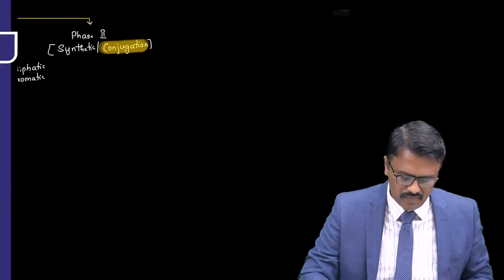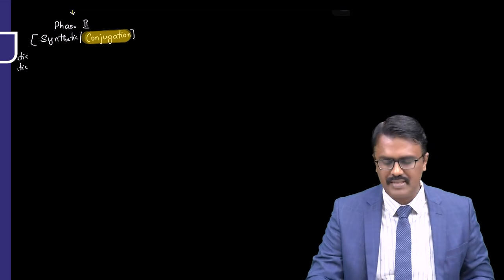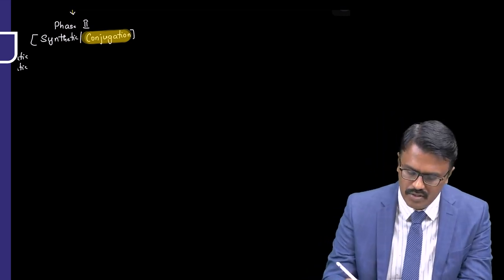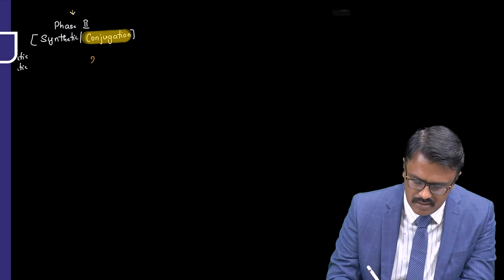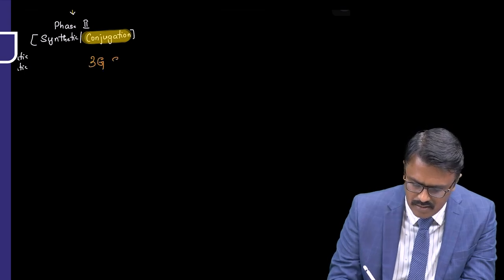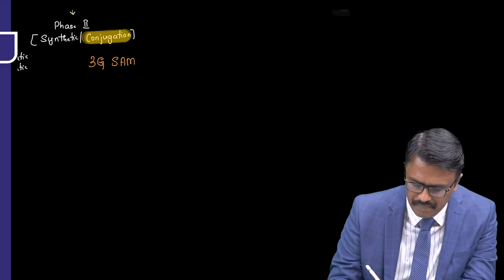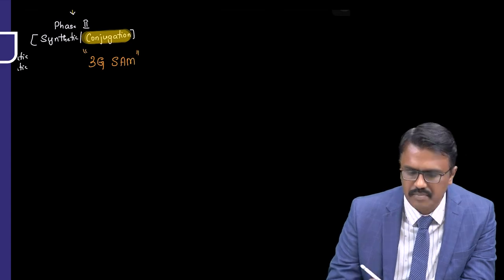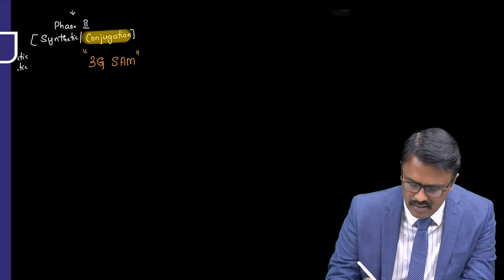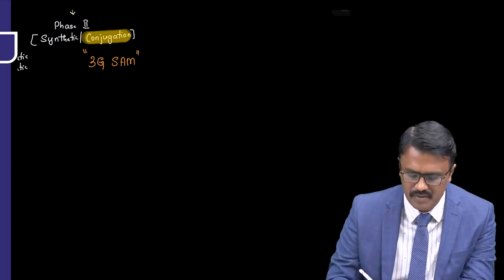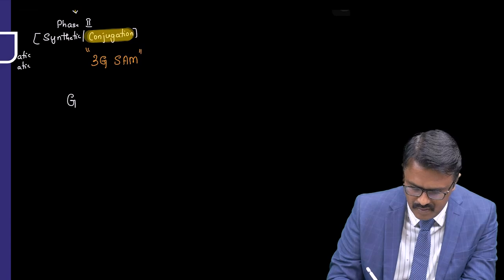Now moving on to phase 2. Phase 2 is also called synthetic reaction or conjugation reaction. What are the reactions in this? So the mnemonic is 3G SAM. What is that 3G SAM? What are the 3 Gs? I will explain the 3 Gs to you.